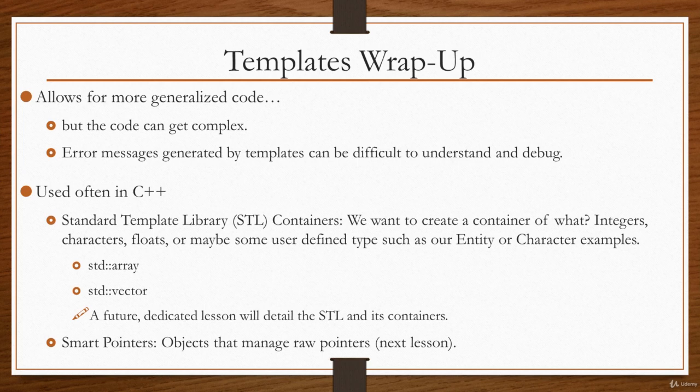Now with containers such as an array, you want to create a container of what? A container of integers, a container of characters, floats, or maybe some user-defined types such as our entity or vector examples. And so we specify that as a type argument. I want to create a container of integers, I want to create a container of floats or entities. From the standard template library we have containers such as standard array, standard vectors, and you'll see this template syntax with smart pointers, which are basically objects that manage the raw pointers that we've discussed so far in the course. You have a similar syntax for a different type of casting that we haven't talked about yet. And this lesson was really the first steps for the foundation needed for us to learn about these other topics such as vectors and so on.